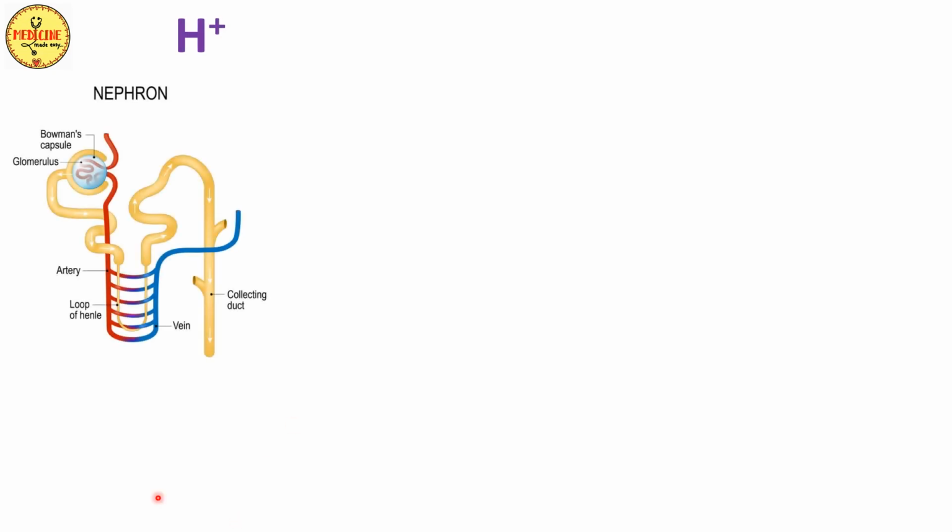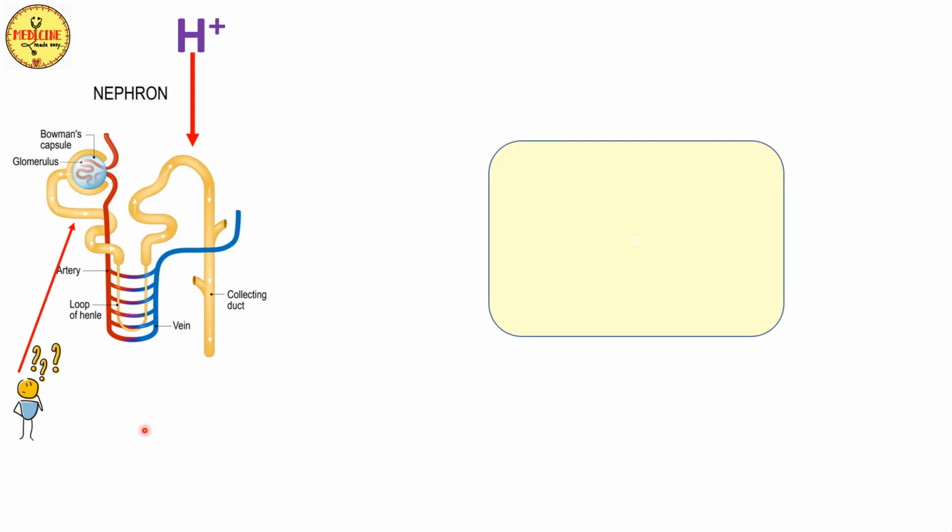Next we have hydrogen ions. Once again, when it comes to the nephron, the majority of the hydrogen ion homeostasis mechanisms occur at the collecting duct. So what about the proximal convoluted tubule? I hope you can remember that when I was discussing the bicarbonate ion, I mentioned that there is no net loss of hydrogen ions at the proximal convoluted tubular level. So let's move on to this collecting duct.